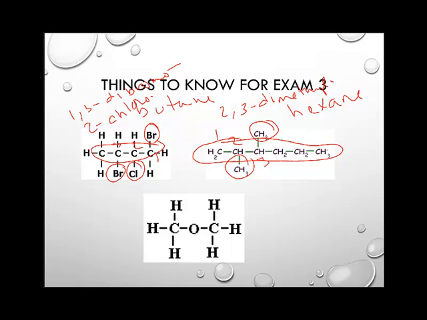And finally, we have an ether down here. We have a methyl group on the left and a methyl group on the right. Alphabetically, but because they're the same, it's going to be dimethyl. And that's the first part of your review.